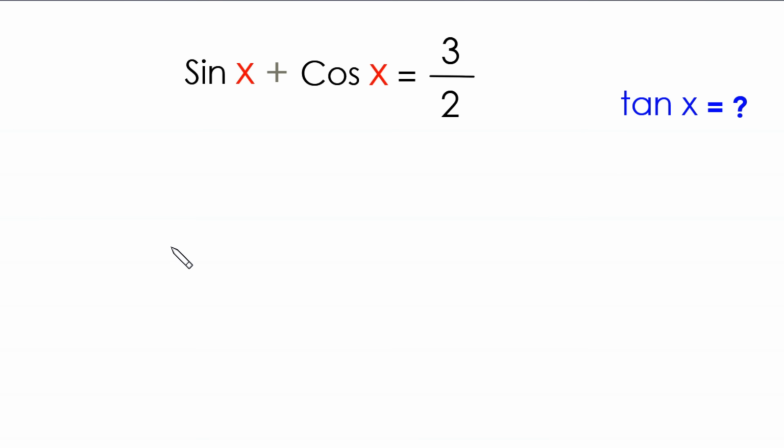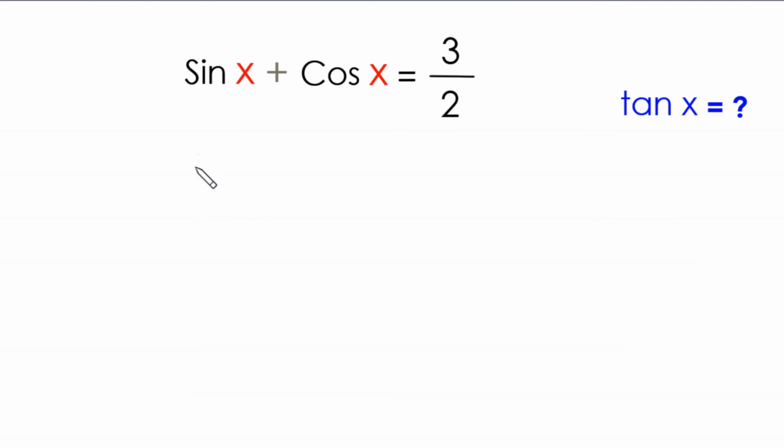Hello everyone, welcome to how to solve this very nice trigonometric equation: sin of x plus cos of x equal to 3 over 2. Our job is to find all possible values of tan of x. So let's start. First we square both sides of this equation.